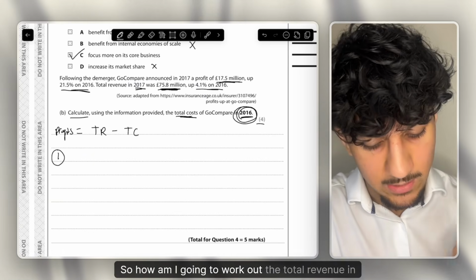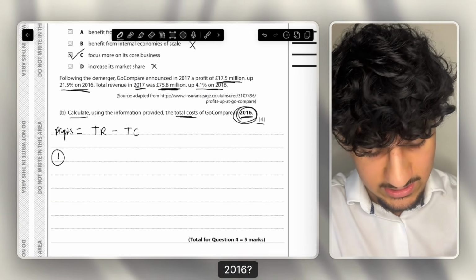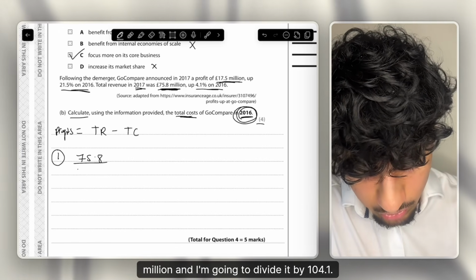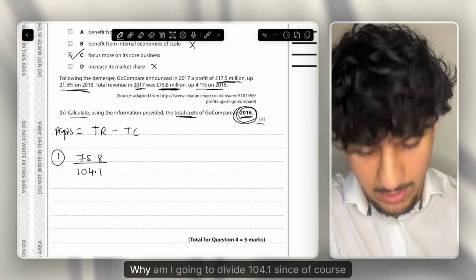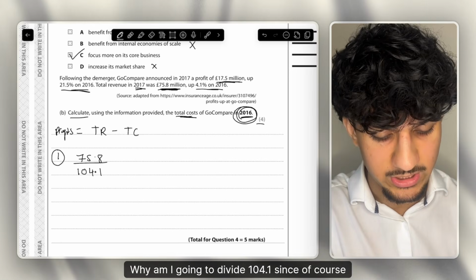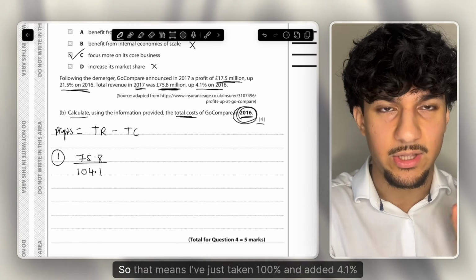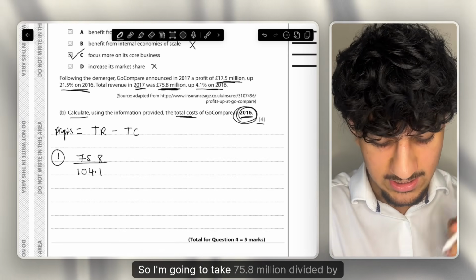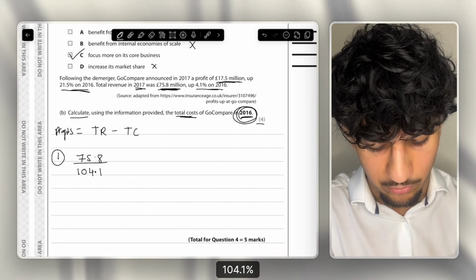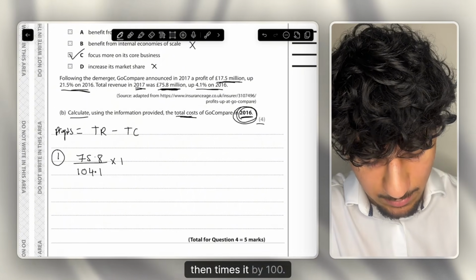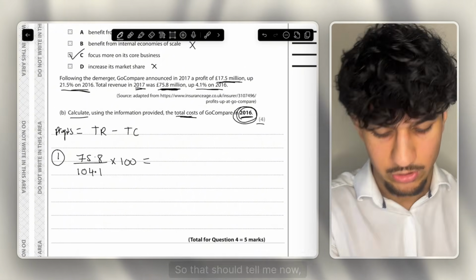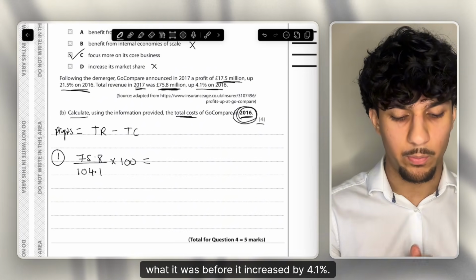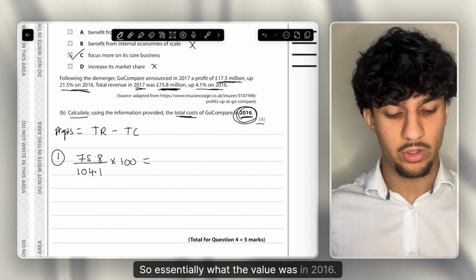So how am I going to work out the total revenue in 2016? I'm going to take 75.8 million and divide it by 104.1. Why am I dividing by 104.1? Since it's up 4.1%, I've just taken 100% and added 4.1% to it. So I'm going to take 75.8 million, divide by 104.1%, and then times it by 100. That should tell me what it was before it increased by 4.1%, so essentially what the value was in 2016.